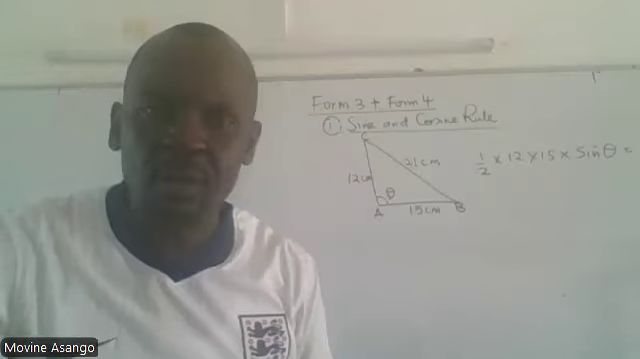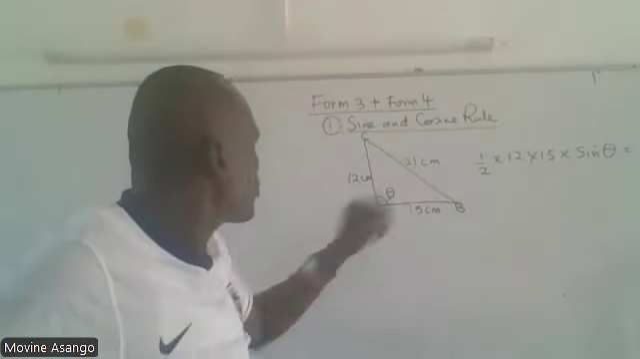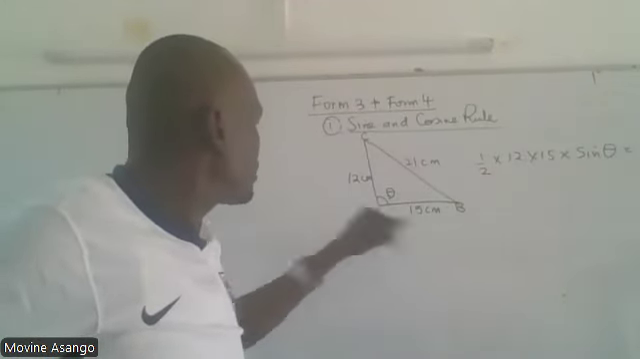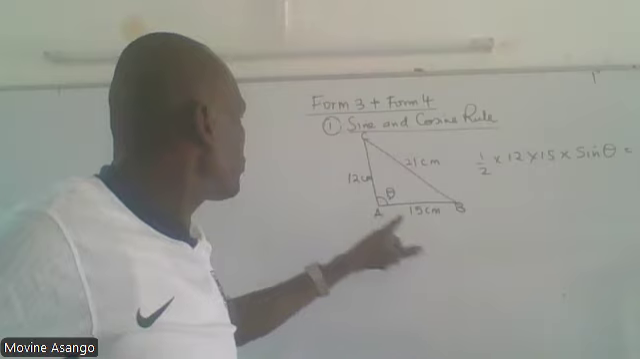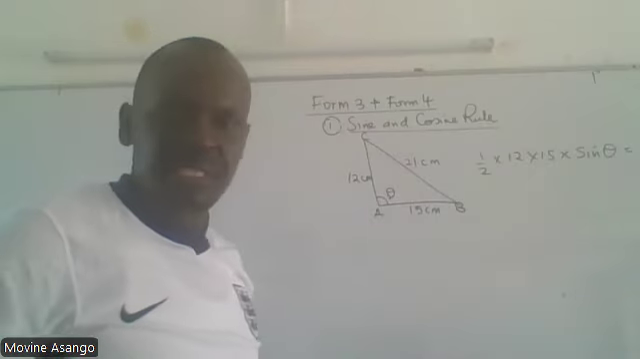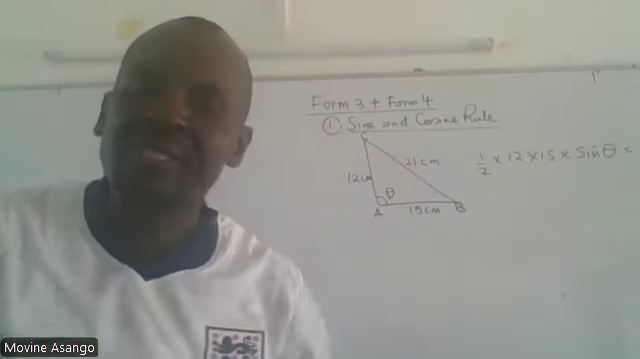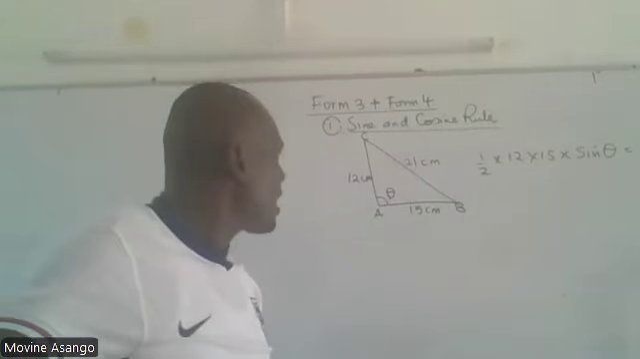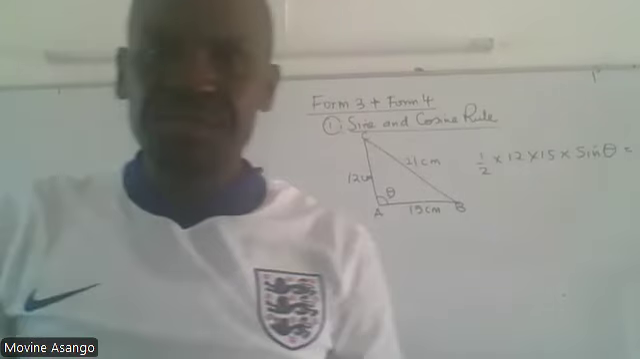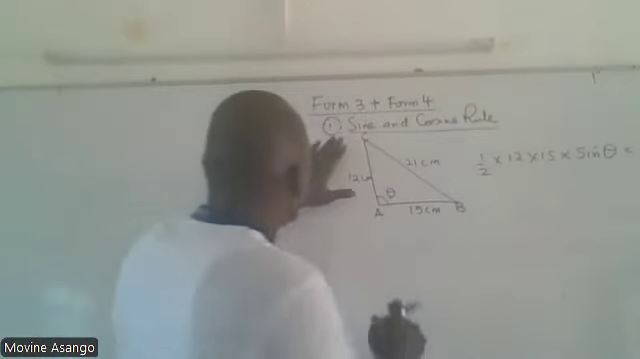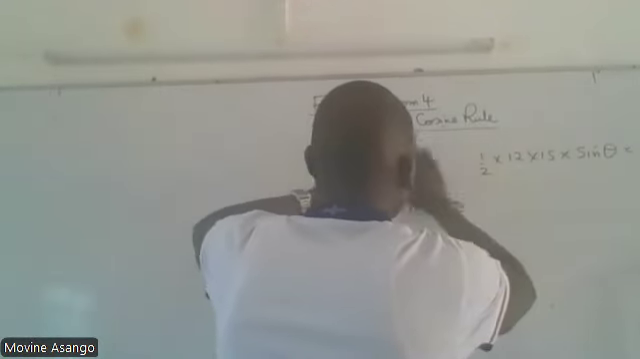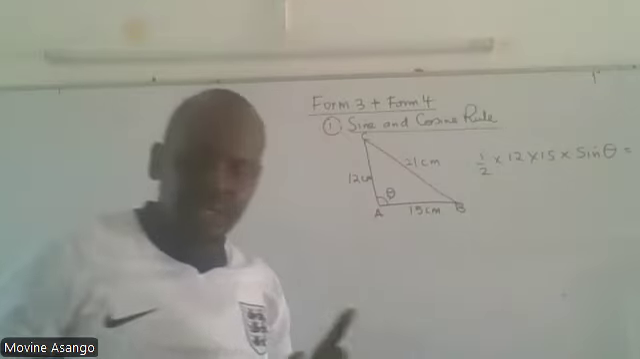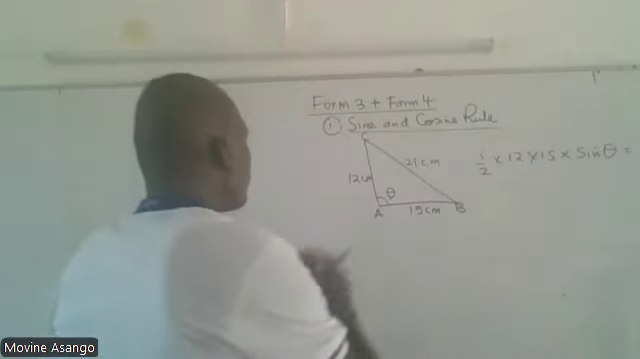Or you can apply the cosine rule. 21 squared is equal to 12 squared plus 15 squared minus 2 by 12 by 15 by cos theta. And that will give you the angle directly, without any stress. So you have to pay attention whenever you come to the cosine and sine rule, you have to pay attention to those two details.